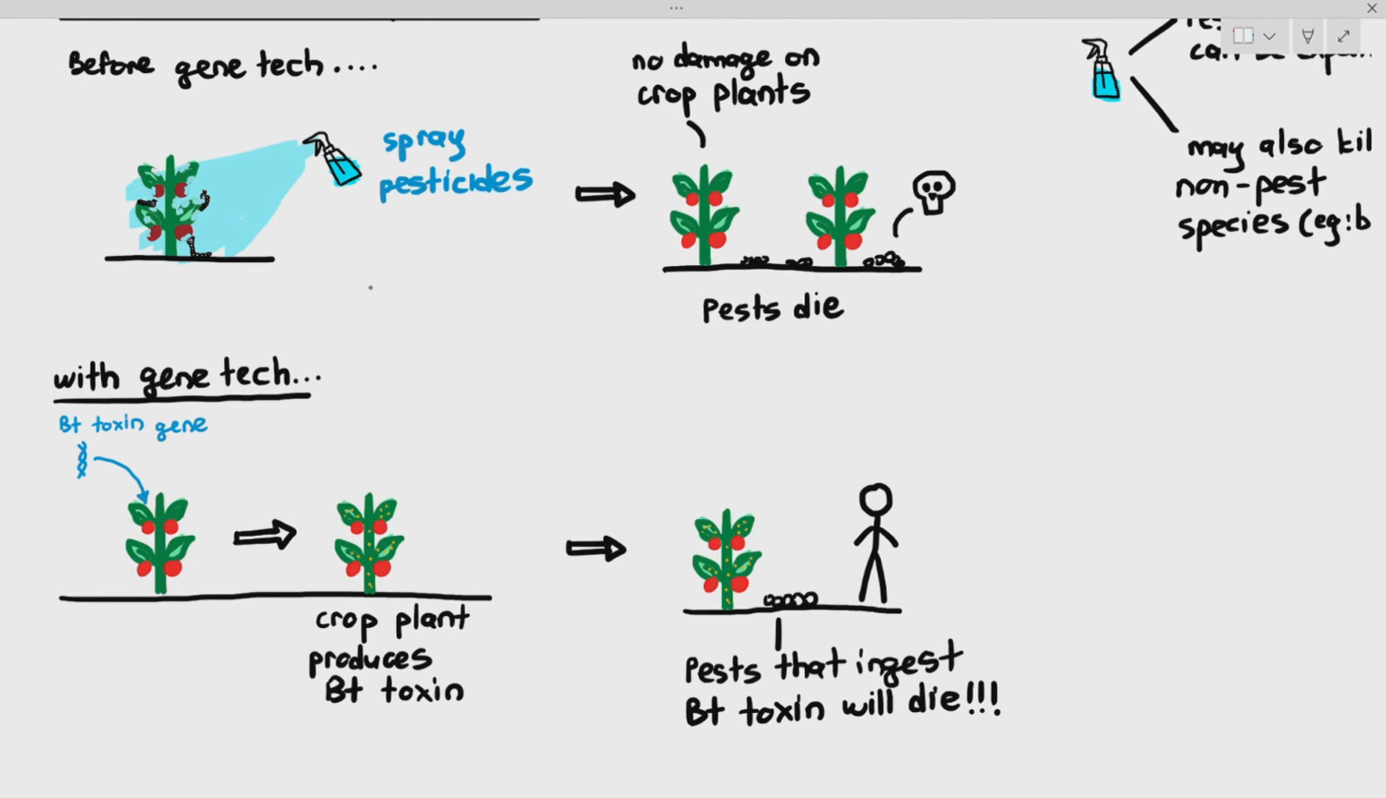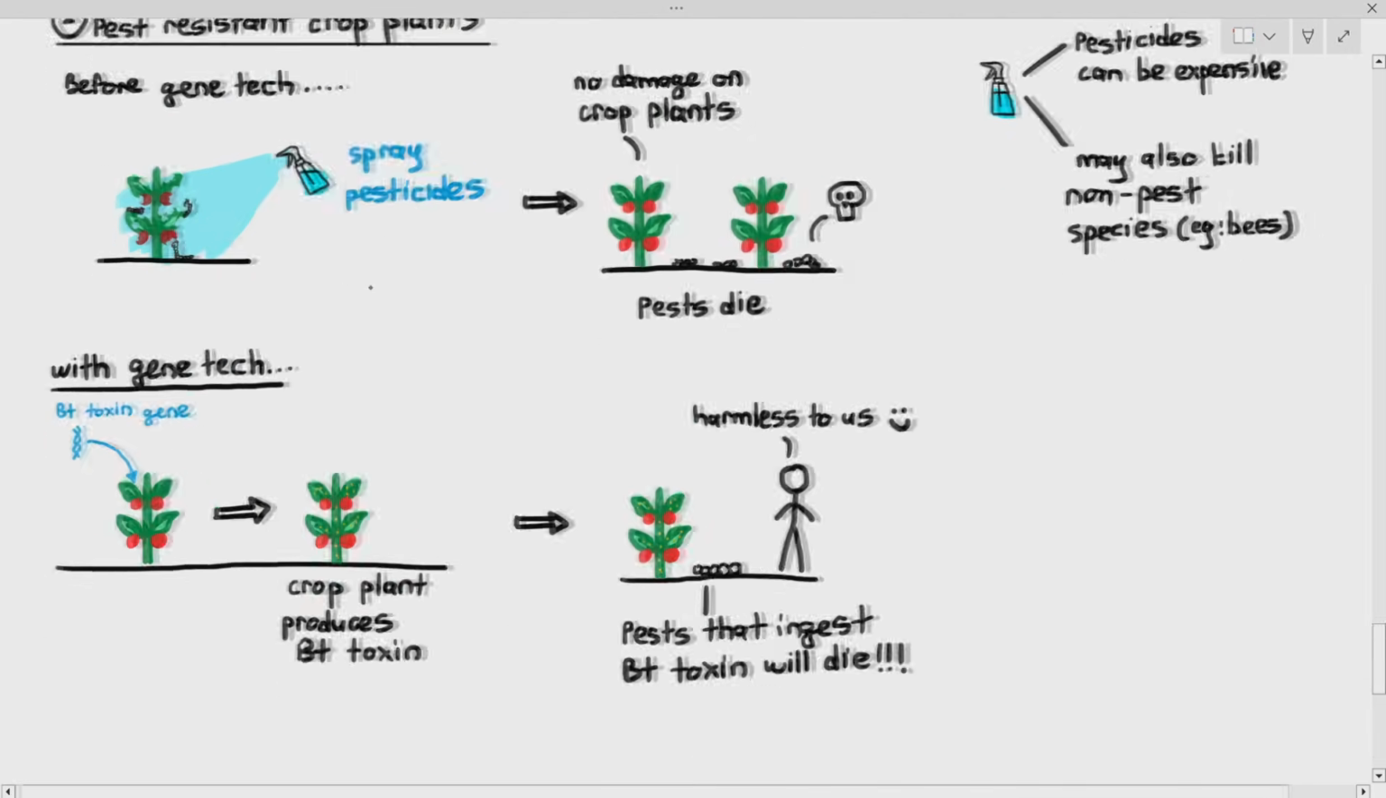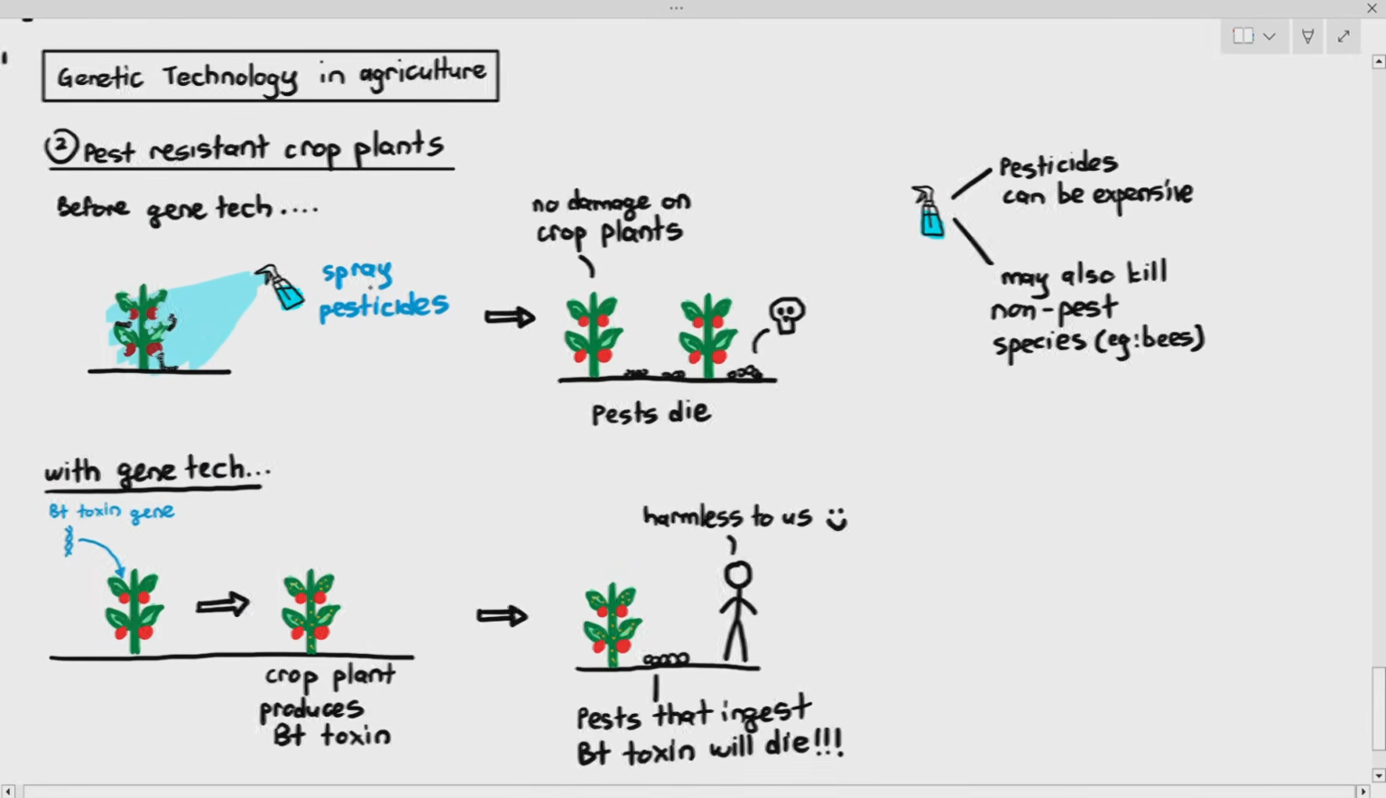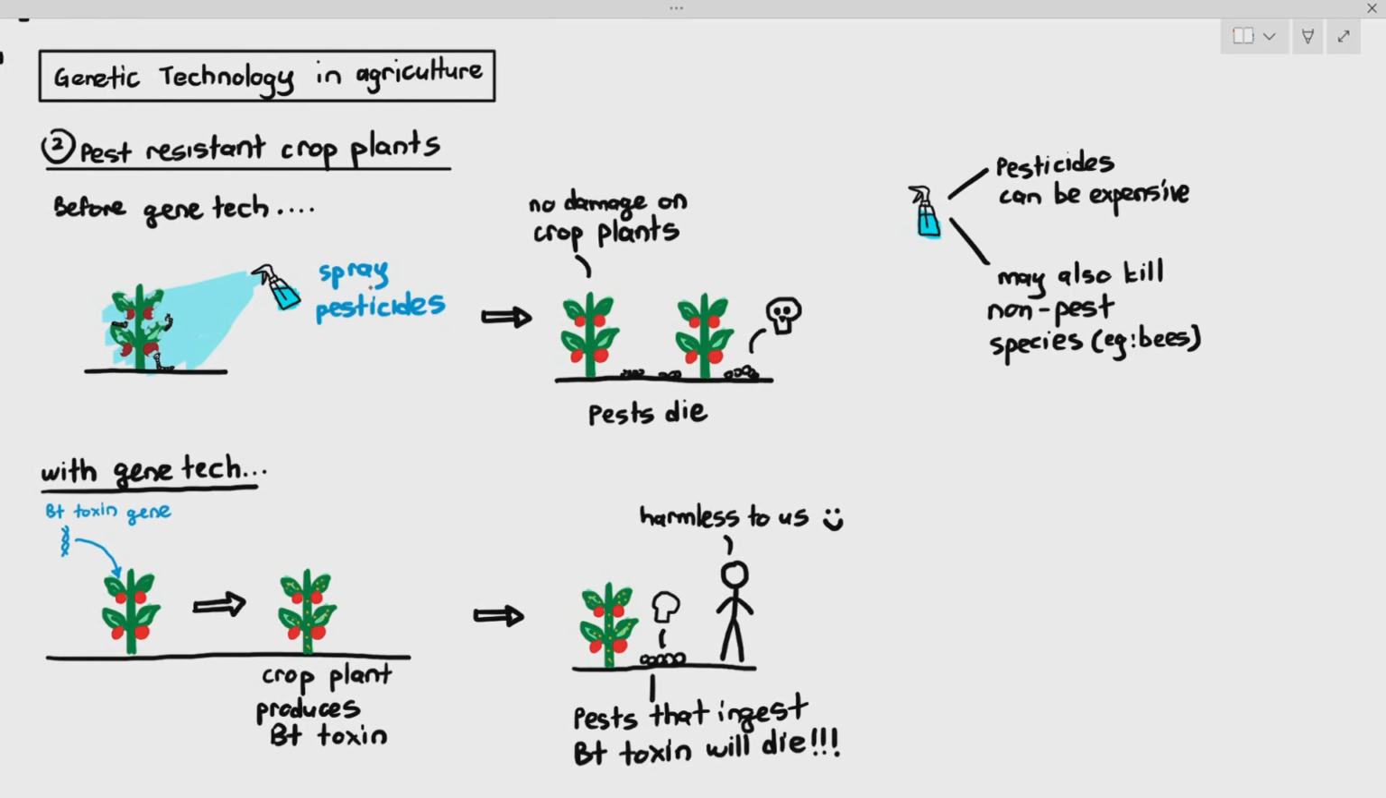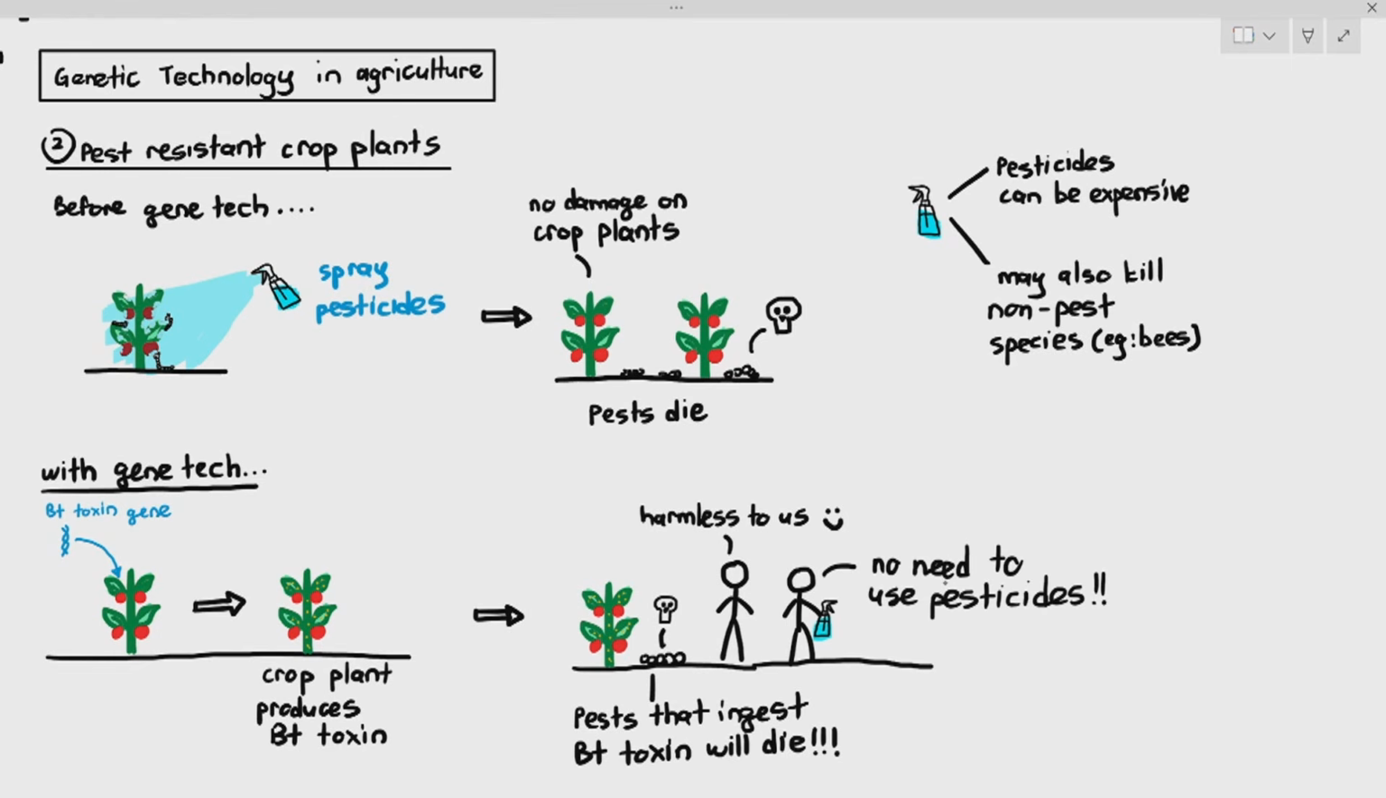Now, some students will immediately say, okay, that's fine, that's good, but what if I eat the tomato plant that has Bt toxin? Will I die? The answer is no. So we don't have to worry about it. It is only specifically harmful to certain species of insects, and that's the good thing. Only the insects will die in this case. And do we have to actually spray the pesticides anymore to reduce the damage? No, we don't have to, because the plants are able to naturally produce their own pesticides to kill the insects.